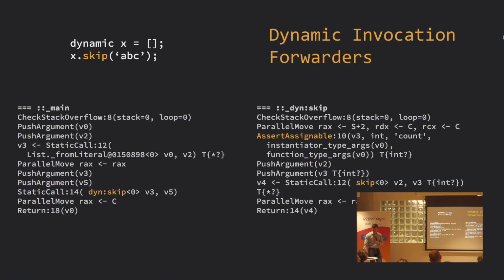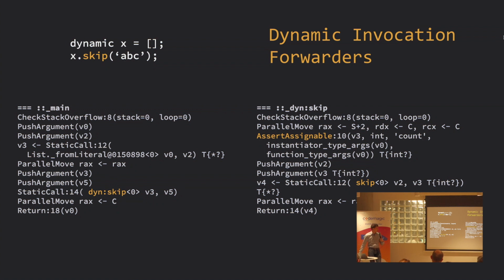So this is how we made the checks faster, but we also did a lot of work to remove them entirely. So with dynamic invocations, for example, in this case, we create a list, and we put it into a dynamic variable called x, and then we call skip. Normally skip gives you an iterator that skips the first n elements. But in this case, we pass in a string instead of an int, which is OK because it's being marked as dynamic. But we can identify all the dynamic call sites, and we rewire them to have special names.